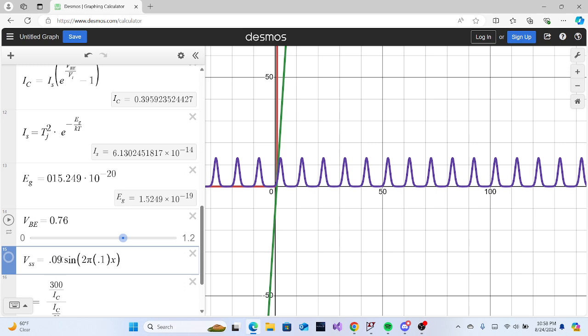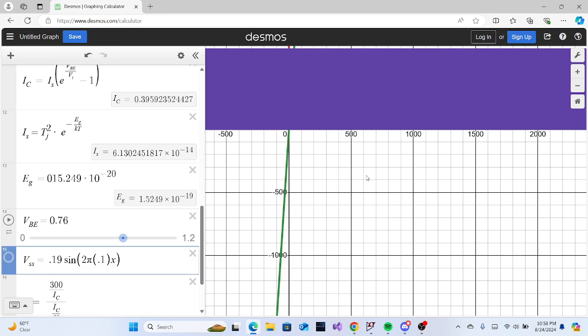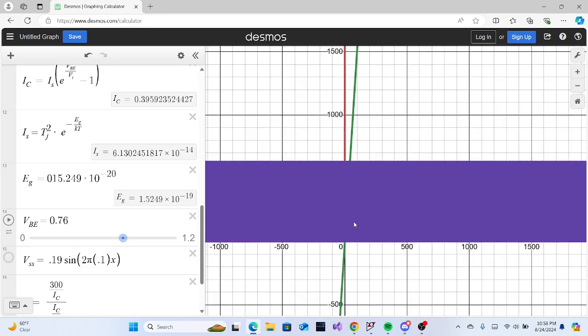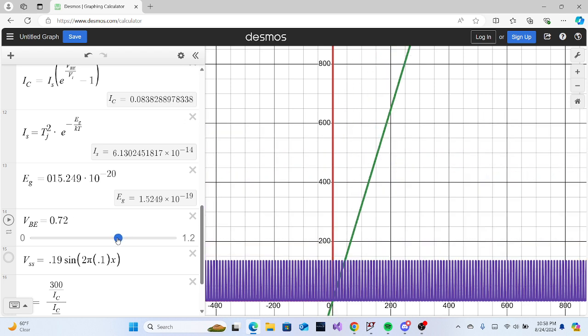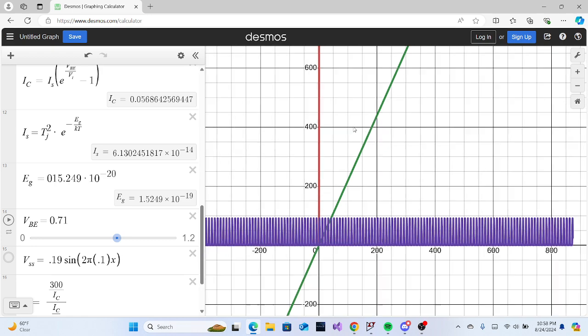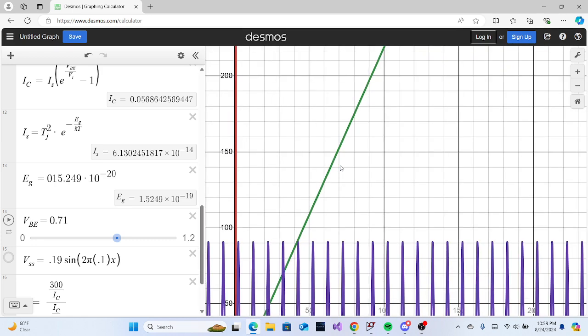Okay, so what happens if we give more signal? Hmm, can't give a ton of signal. Like, we're already... Hmm, that's not even real. Yeah, this is realistic.